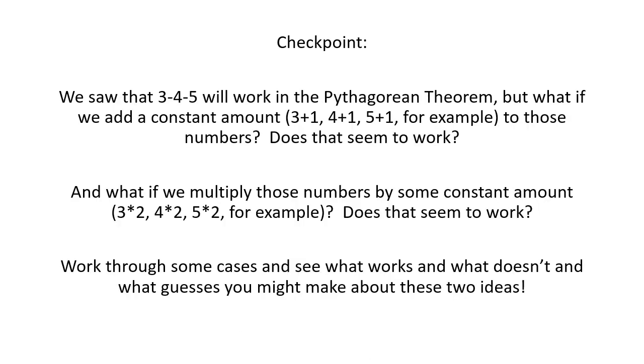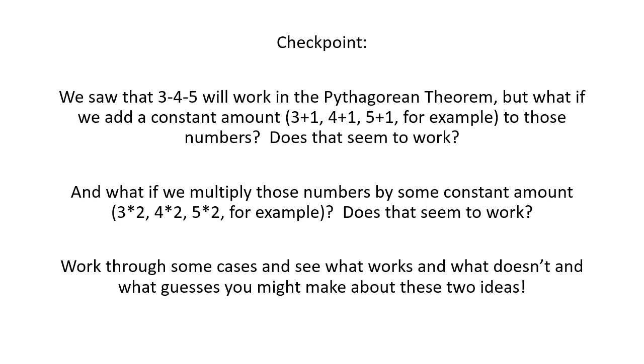Okay, so for your checkpoint, this is a little bit bigger of a problem here. I showed you the 3, 4, 5 will work in the Pythagorean theorem, so it is a Pythagorean triple, as it's called. So what if we add a constant amount? So for example, if we add 1 to each of those numbers, and now we get 4, 5, 6. Does that work in the Pythagorean theorem? If we add 2 and get 5, 6, 7, does that work for the Pythagorean theorem? So can I add a constant amount and have that always be a Pythagorean triple?